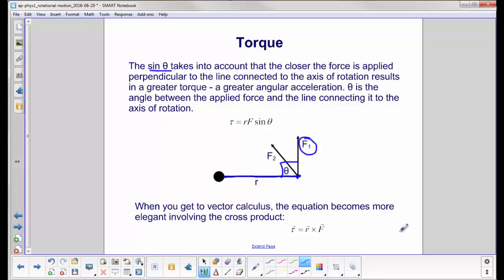When you get to vector calculus someday, this equation becomes much more elegant and involves something called the cross product, where the torque, and now we're using the full vector form, is the distance R in vector form, cross F, which is the force. And that works out to be, when you're dealing with magnitudes, just RF sine theta.